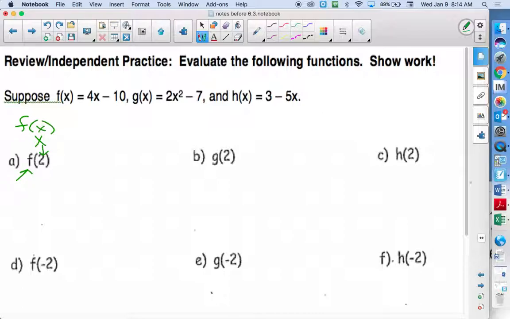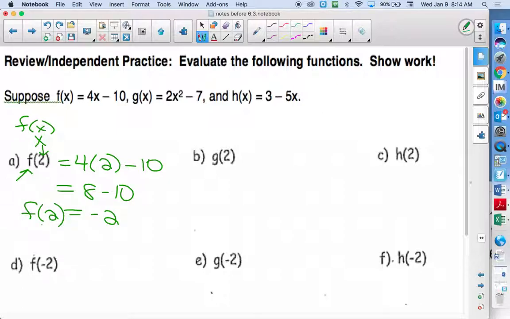The letter outside tells you which equation to use. So we're using the function f. We're plugging in a 2 for x. So we would have 4 times 2 minus 10. So Melanie, 4 times 2 is? Minus 10 gives us? Negative 2.